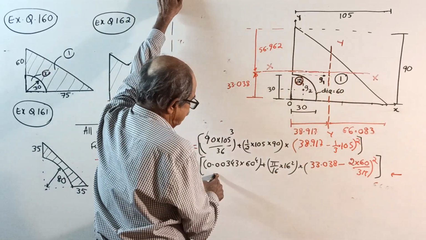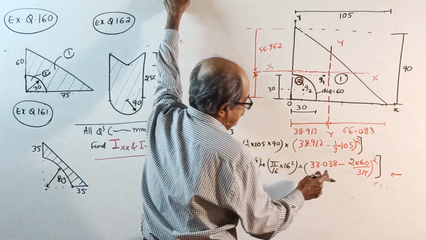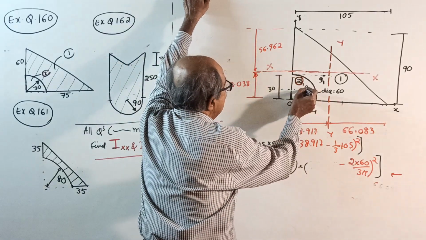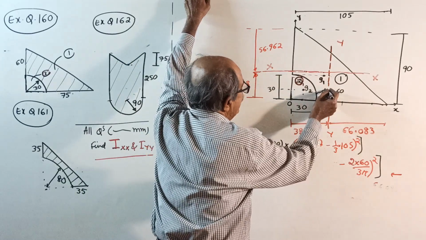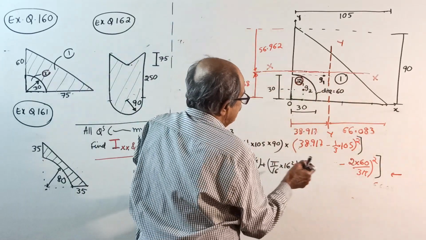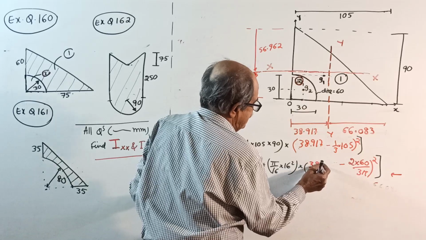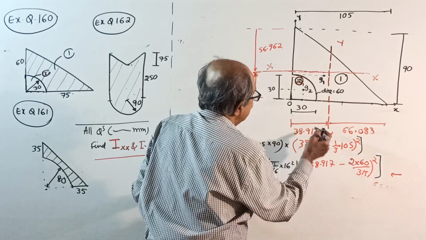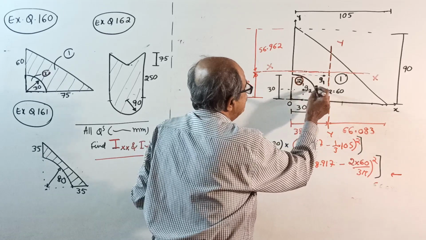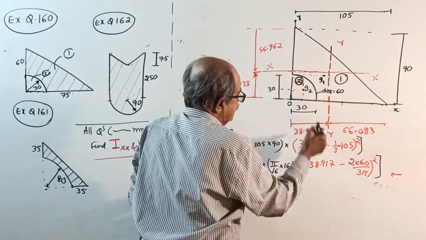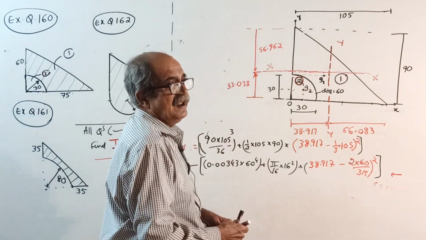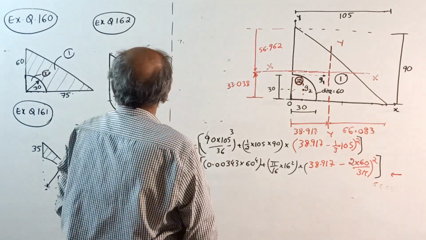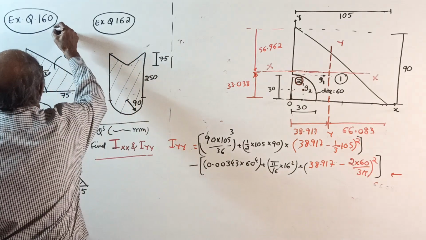Okay, then for the quadrant, I about its own Yy: 0.00343 into 60 power 4 plus area into, see, this distance square. That distance square is 38.917 minus, once again, see, this distance is known, subtract 2D by 3 pi, whole square. Iyy. This is question number 160, over.